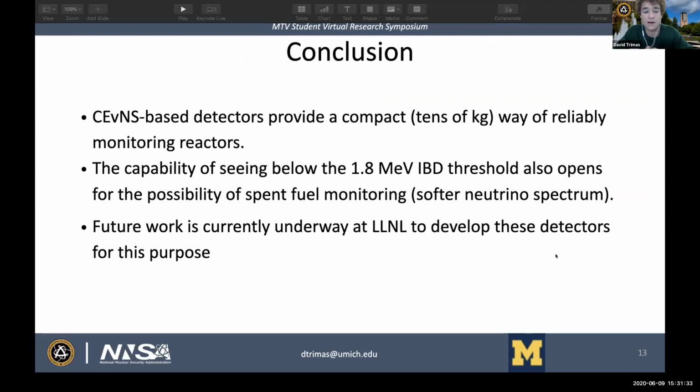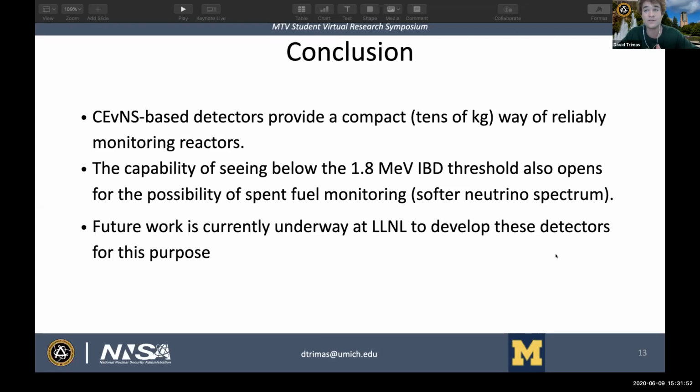In conclusion, CEVNS has the capability of providing a compact way of reliably monitoring reactors. And you can see below that 1.8 MeV IBD threshold, which also opens the possibility for spent fuel monitoring, which has a softer neutrino spectrum than just reactor antineutrinos.